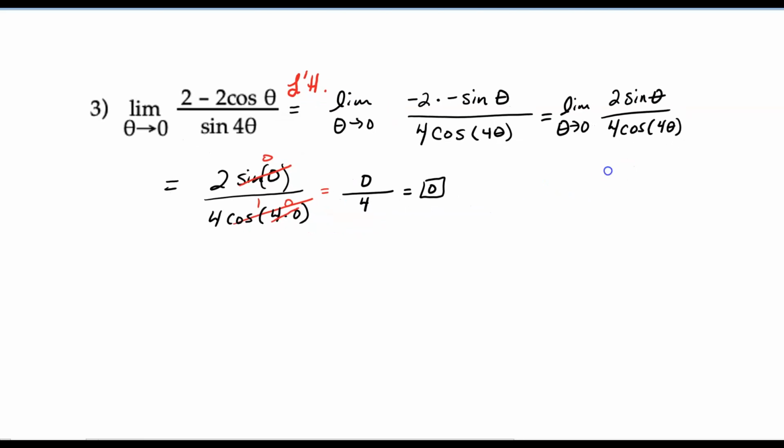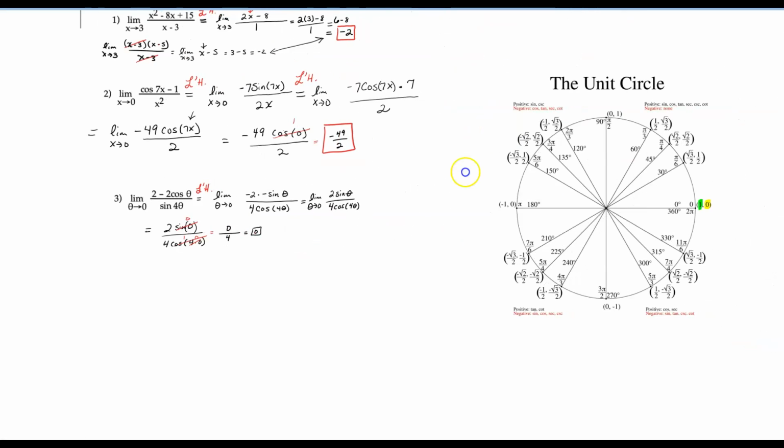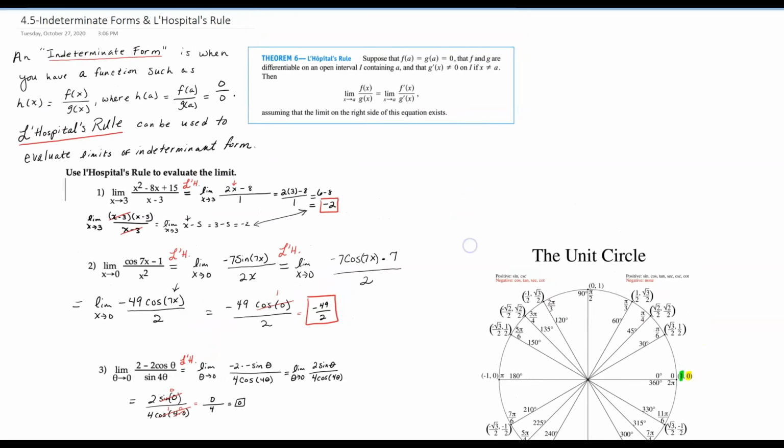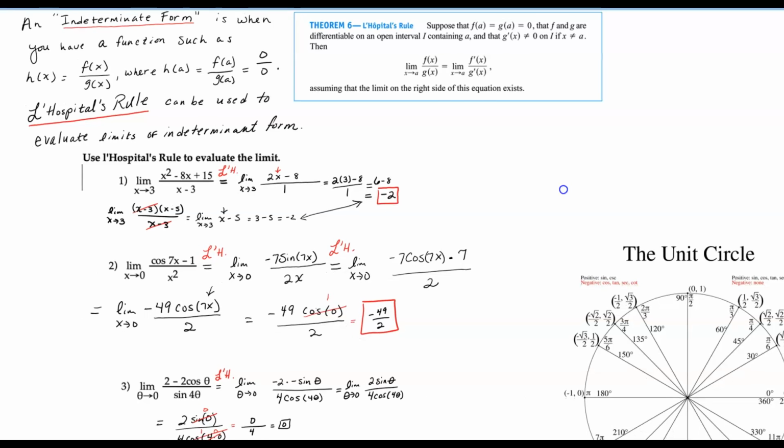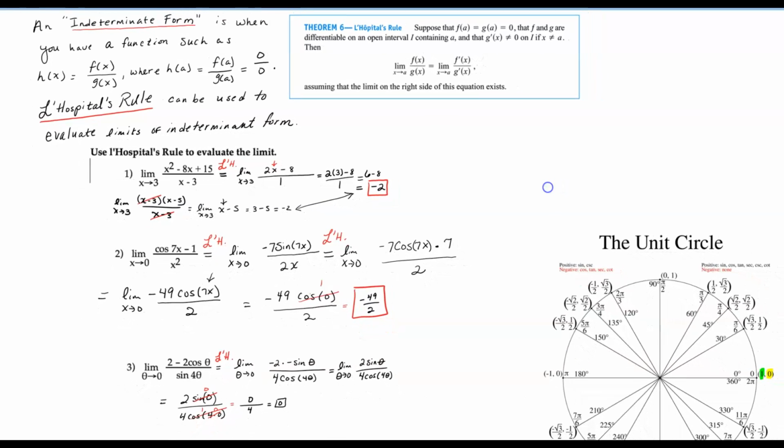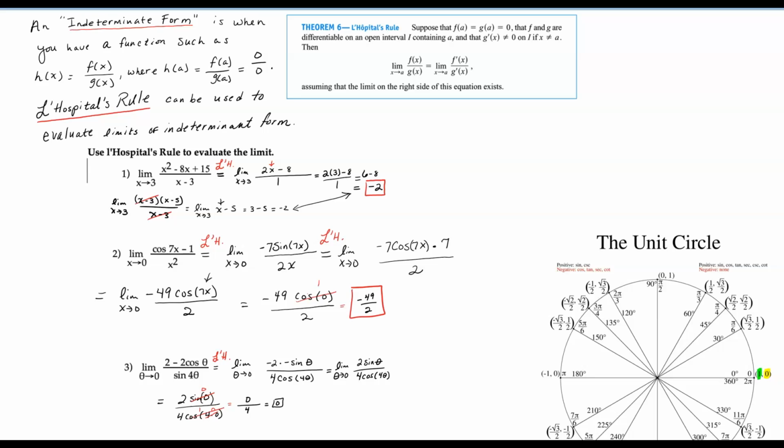So really nice examples here, applications of what we call L'Hopital's rule. When we're working with indeterminate form limits, again, no need for any kind of algebraic manipulation, because we apply L'Hopital's rule by taking the derivative.